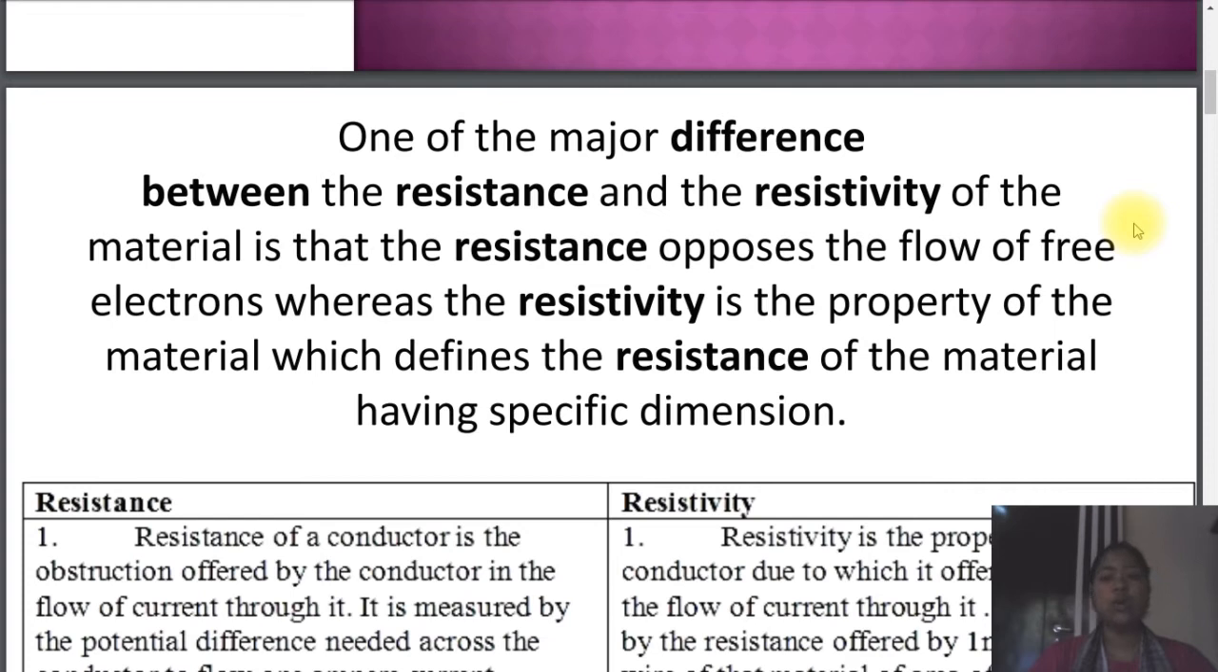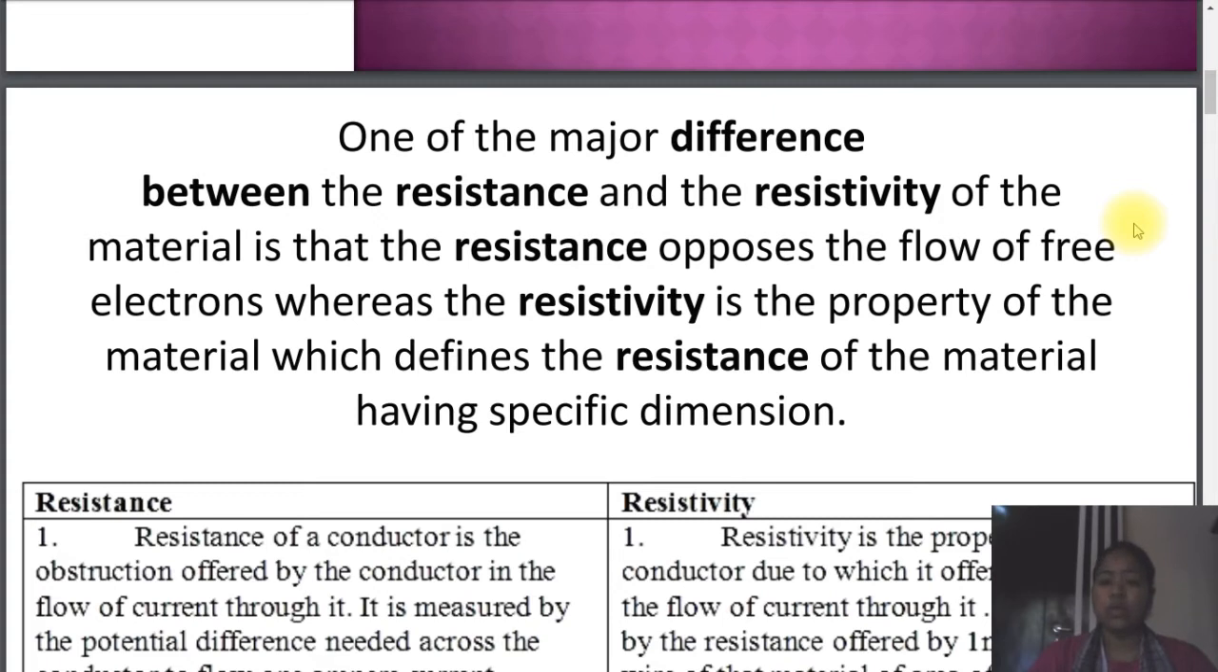Now we'll talk about whether both phenomena are similar. So, what is the difference between resistance and the resistivity? In the very first topic of today's class, we will discuss this difference. There is one major difference between the resistance and the resistivity of the material. What is resistance? Resistance opposes the flow of free electrons, due to which electricity or the current will flow.